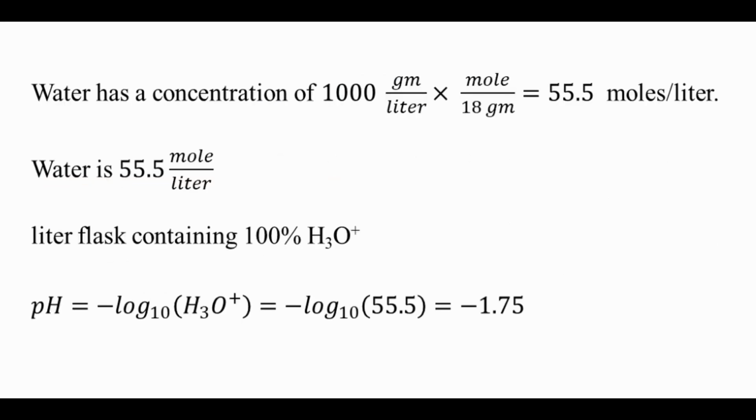To get a rough estimate for the lowest pH for water, we can start with water as 55.5 moles per liter. We would say that if we had a liter flask containing 100% hydronium, replaced all water molecules H2O with hydronium ions, H3O plus ions, and calculate the pH, we would find that the pH of negative log 10 55.5 equals negative 1.75. So we might say that the lowest pH is near negative 1.75.